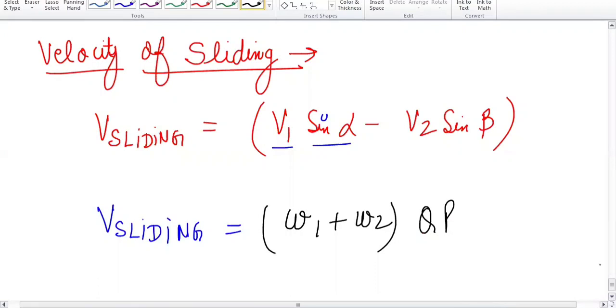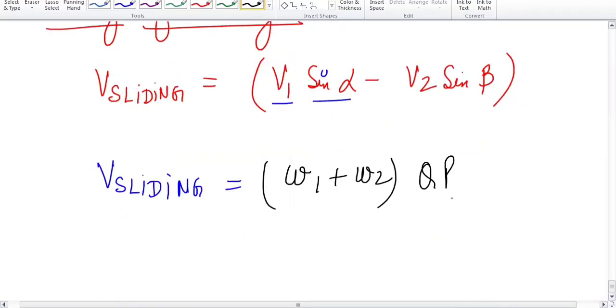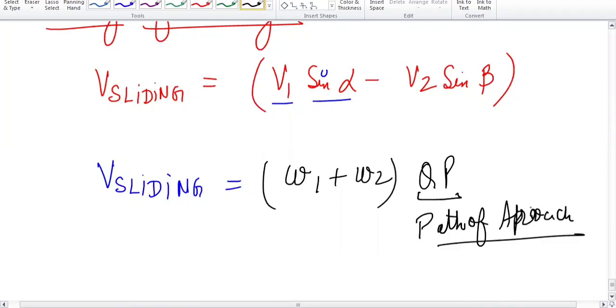And that QP distance is known as the path of approach. In the numerical, we will be asked to calculate the path of approach. With the help of the formula, we will calculate the path of approach, and he will provide the RPM. So 2 pi n1 by 60 becomes omega 1, and 2 pi n2 by 60 becomes omega 2. The path of approach has a separate formula, and the QP value is multiplied by omega 1 plus omega 2. That is how the velocity of sliding is calculated.